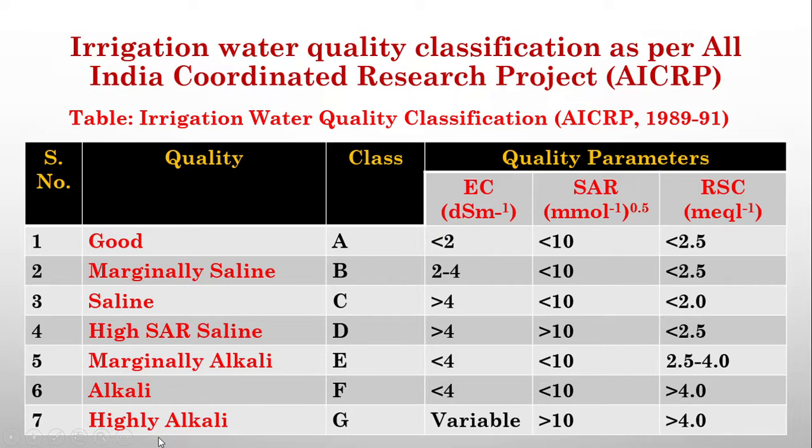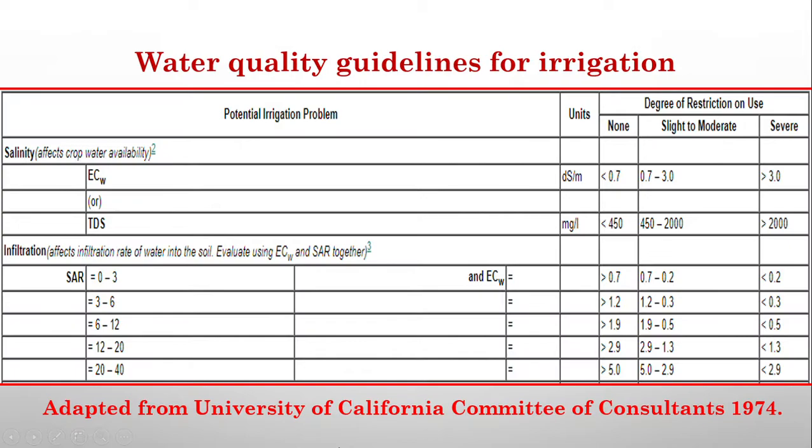Highly alkaline soil has a very high amount of sodium, that is SAR is also higher, RSC is also higher, and EC is variable. So these are the 7 classes of irrigation water by the All India Coordinated Research Projects. Now we will move on to the next topic, that is the water quality guidelines for irrigation.